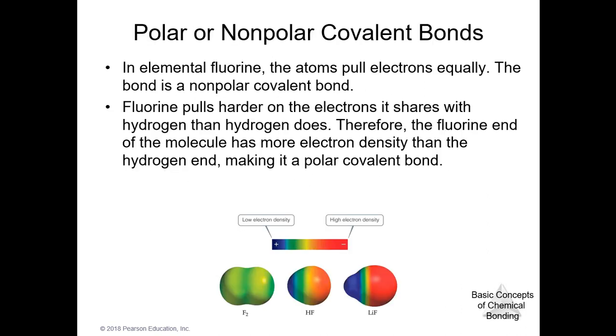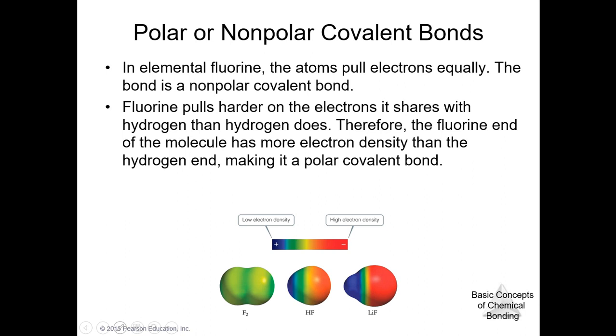So what are polar covalent and nonpolar covalent bonds? First, let's look at the nonpolar, or pure covalent, bond. If the electron cloud between these two atoms, here fluorine, is equally shared between the two atoms, we call that pure covalent or nonpolar covalent.